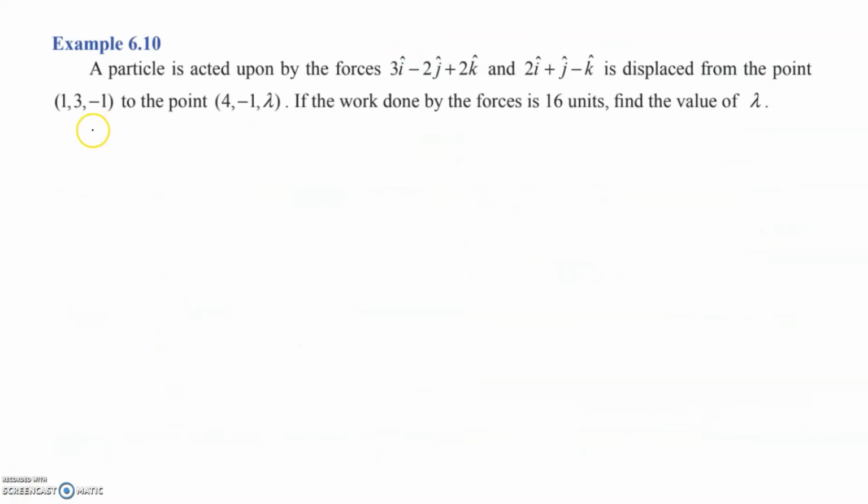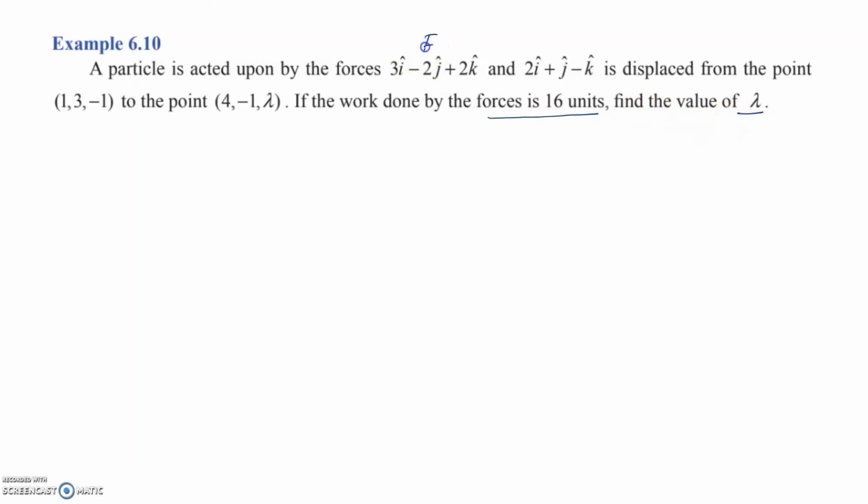Okay. In this problem, it reads a particle is acted upon by the forces 3i cap minus 2j cap plus 2k cap and 2i cap plus j cap minus k cap, is displaced from the point 1 3 minus 1 to the point 4 minus 1 lambda. If the work done by the forces is 16 units. So here we are given the work done. Find the value of lambda. We need to find lambda.